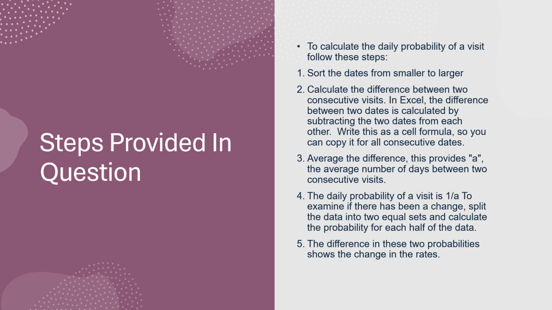Okay, so these are some of the steps that are provided in the question. Step 1 would be to sort the data. Step 2 is to calculate the difference between the two consecutive visits. Step 3 is to find the average, which they provide as A. Step 4 is to find the daily probability, which would be 1 over A. And then examine if there has been a change by splitting the data into equal sets and calculating the probability for each half of the data. The difference would show the change in rates.